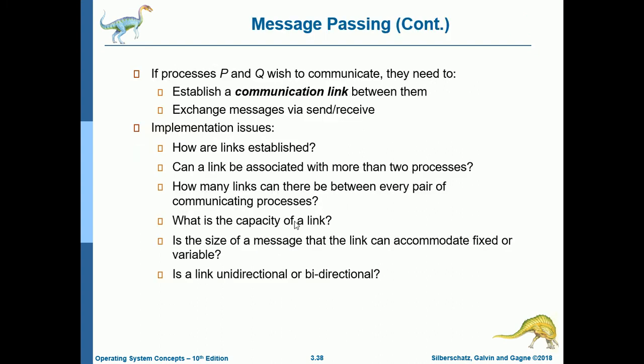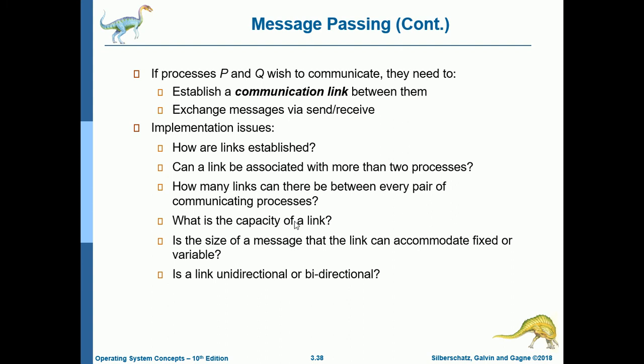For message passing, if processes P and Q wish to communicate, they need to establish a communication link between them, and exchange messages via send and receive. What are the implementation issues? How are links established? That's the first question. Can a link be associated with more than two processes? In this example we have strictly two processes. What if we have 3, 4, or more?